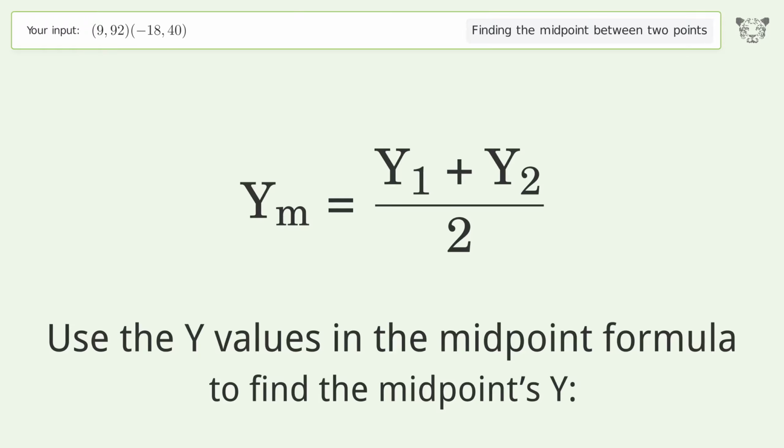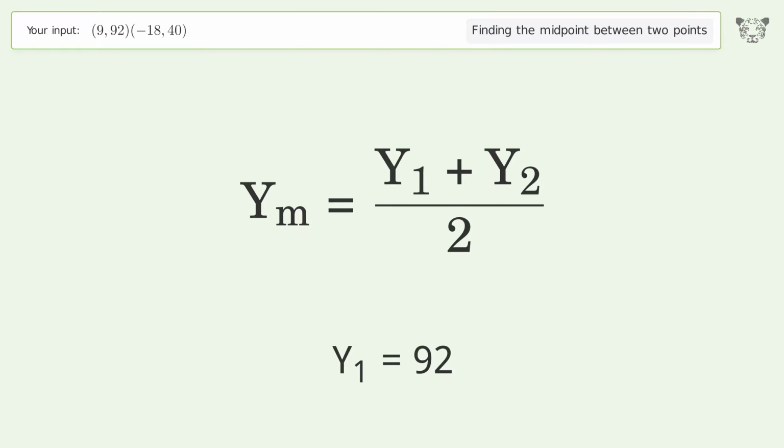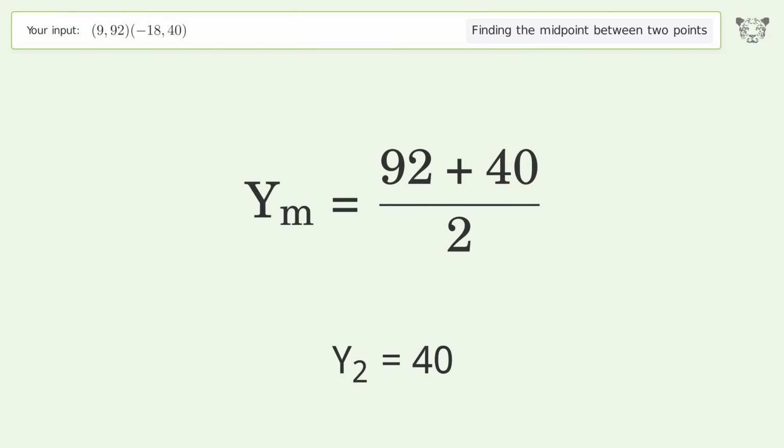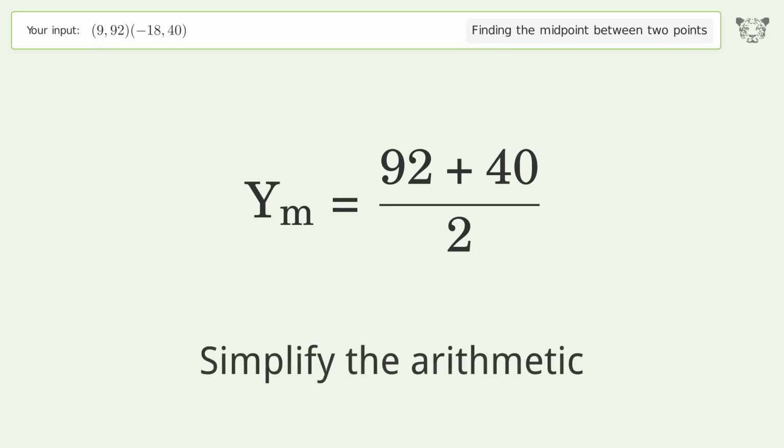Use the y values in the midpoint formula to find the midpoint's y. y1 equals 92. y2 equals 40. Simplify the arithmetic.